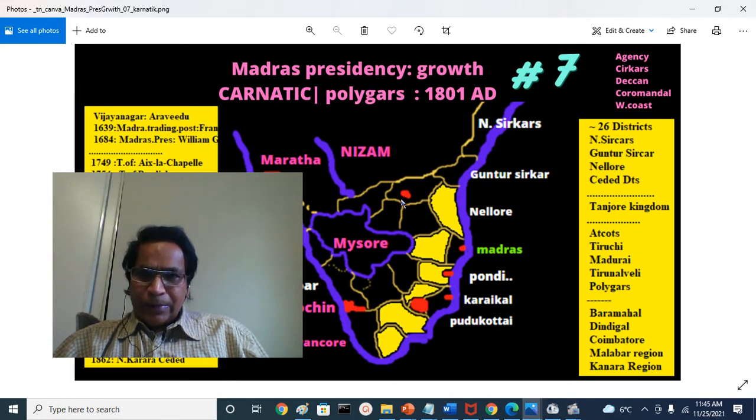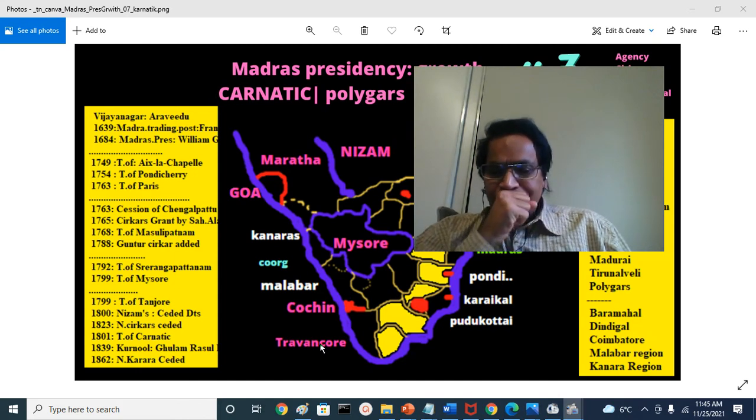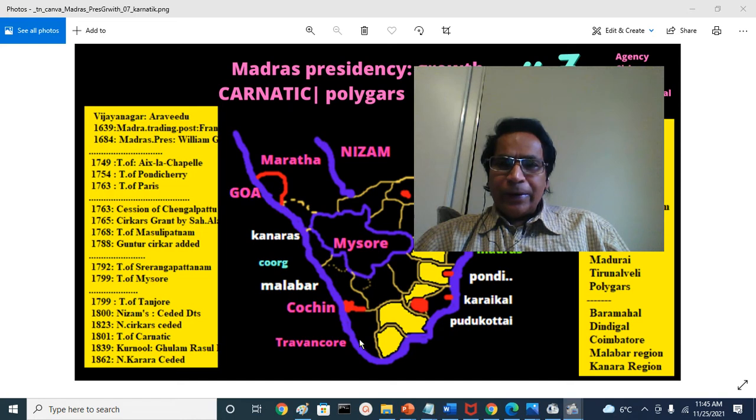Princely state of Banganapalli in the Kurnool district. There is a princely state of Sandur in Ballari district here. And the princely state of Cochin and the princely state of Travancore or Venadu or Tiruvakkanur, ruled from Thiruvananthapuram, Trivandrum.